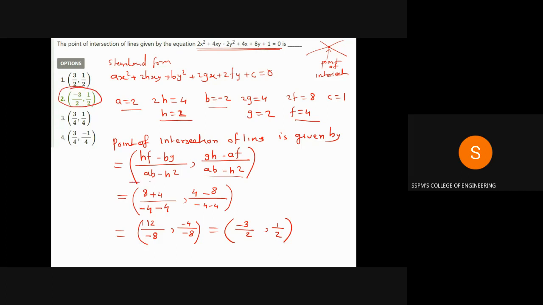So you have to remember this formula. For a pair of lines, the point of intersection is given by the x coordinate hf minus bg divided by ab minus h square, and the y coordinate gh minus af divided by ab minus h square.